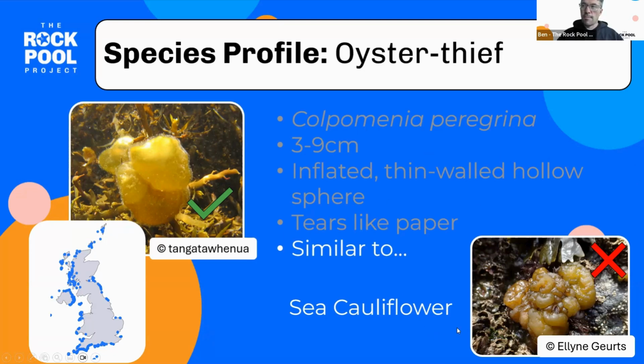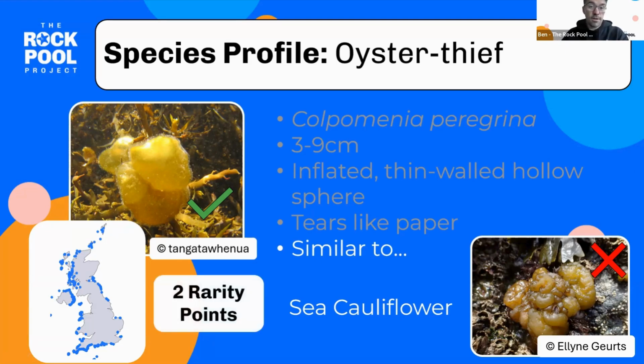All I can say is, same with any of these species, get a good picture of it, and in this case also, it's definitely worth touching it to try and distinguish them. But often down here, I would say it's oyster thief rather than sea cauliflower that you'll come across. No, these down here. 2 rarity points for this. So even this one that you find all the time, people just don't tend to record seaweeds as much as animals. So we tend to get better points for seaweeds on that basis.